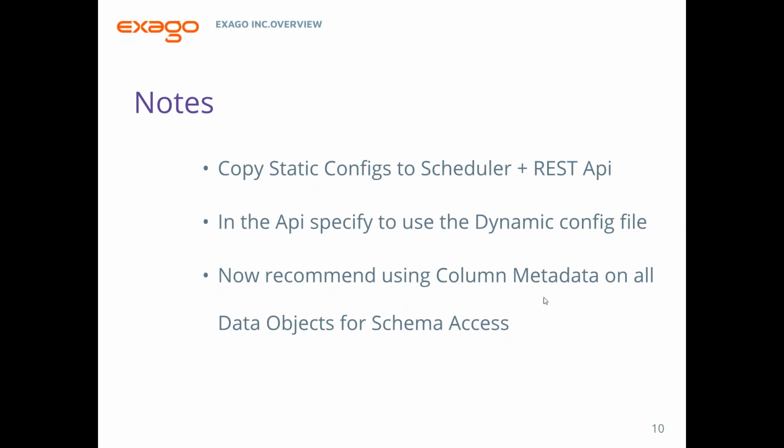Now with this, previously there had been a sort of pros and cons to using this global schema access as column metadata because it meant loading and maintaining larger config files. Now that this change has been in place and there's no performance hit to using these larger config files, our recommendation is to use the column metadata for schema access. It'll reduce the number of calls to your data source, which of course will improve performance.